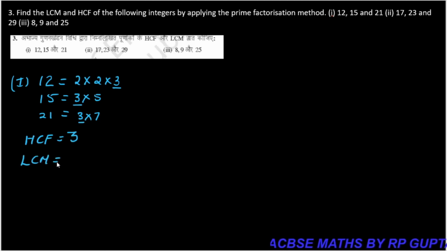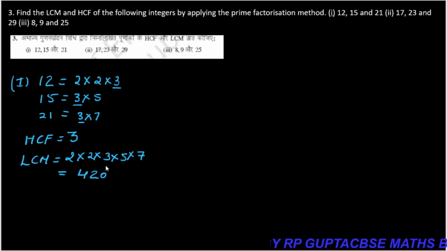For LCM, what is LCM? As I told you, when we solve for the LCM, we take all the values of the first number: 2 into 2 into 3. Now see, 3 and 5 are here. I have taken the 3, so I will take the 5. And look at this, I have already taken 3, so I will take the 7. So I will do the multiply. 2 twos are 4, 4 threes are 12, 12 fives are 60. 60 into 7 becomes 420.